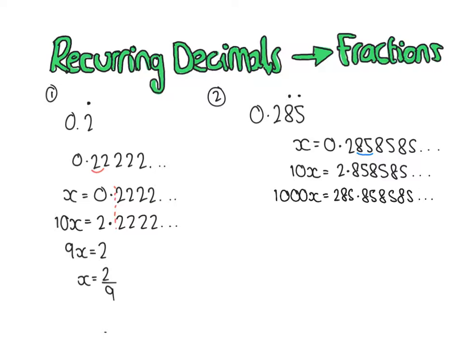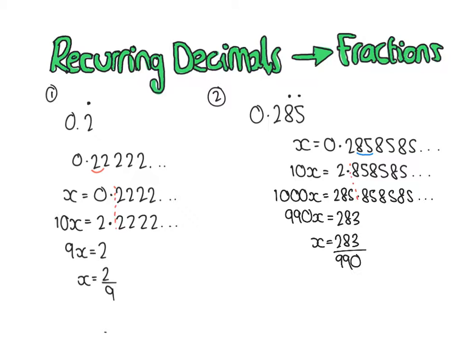We know we've succeeded because we've matched up after the decimal point. We've got 858585. So that means that when we subtract one from the other, we get 1000 minus 10, 990x is 285 minus 2 is 283. So x is 283 over 990.